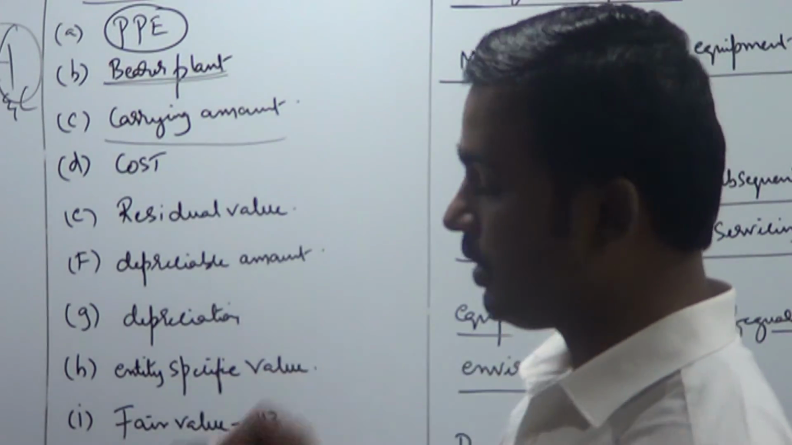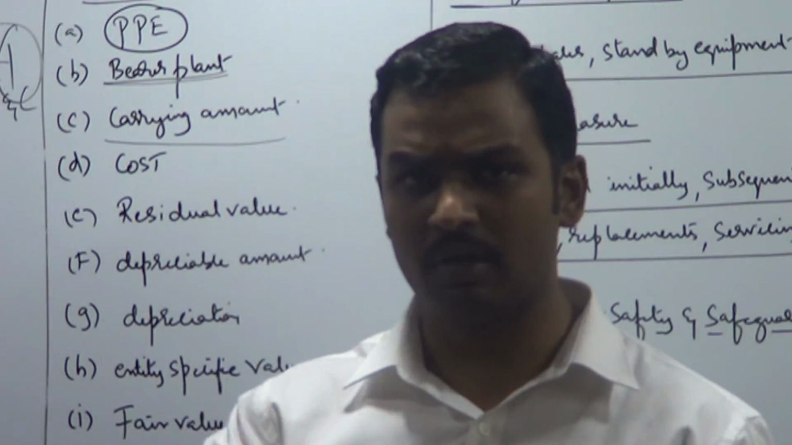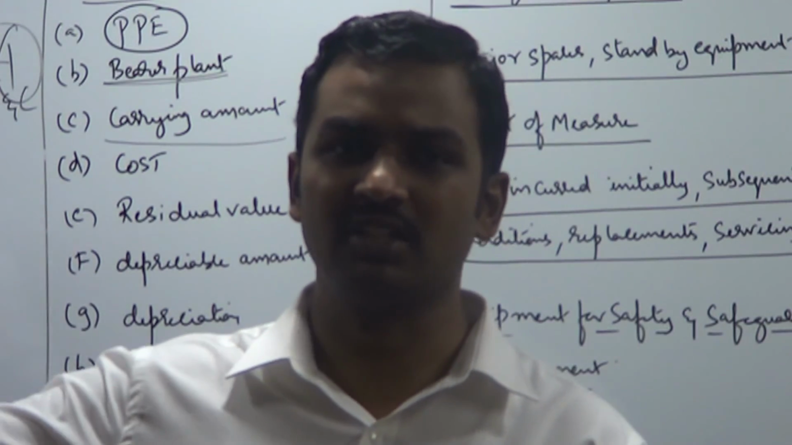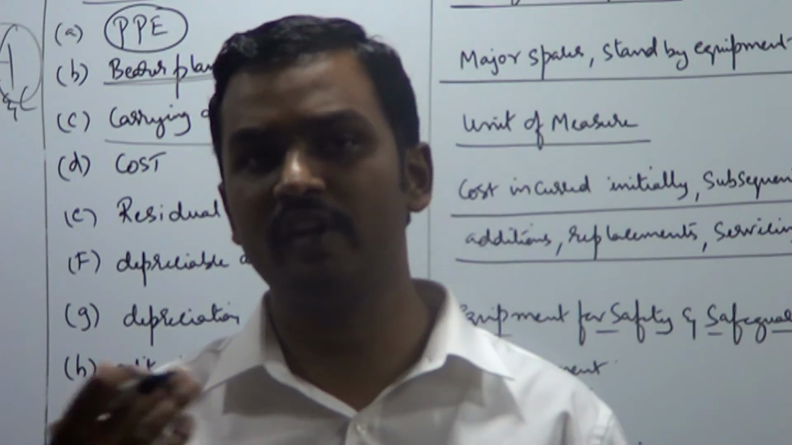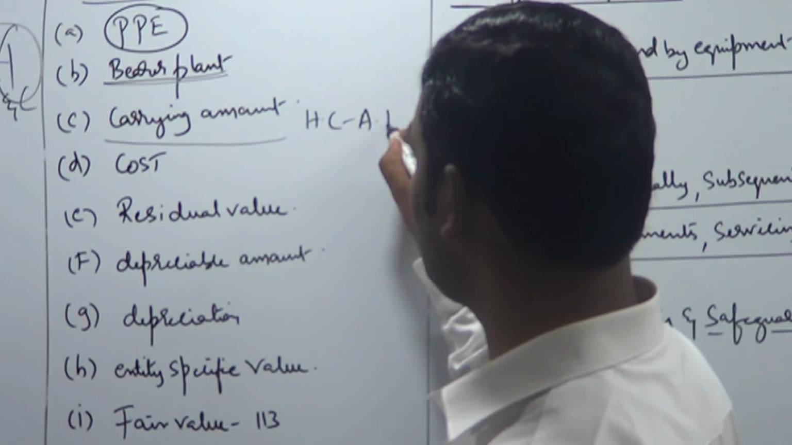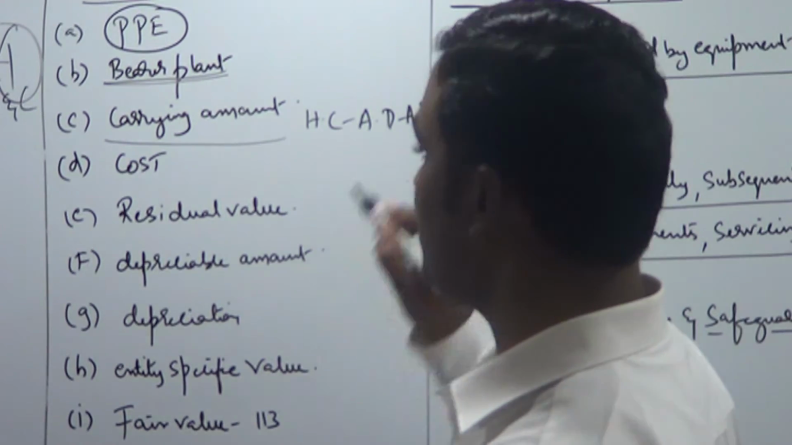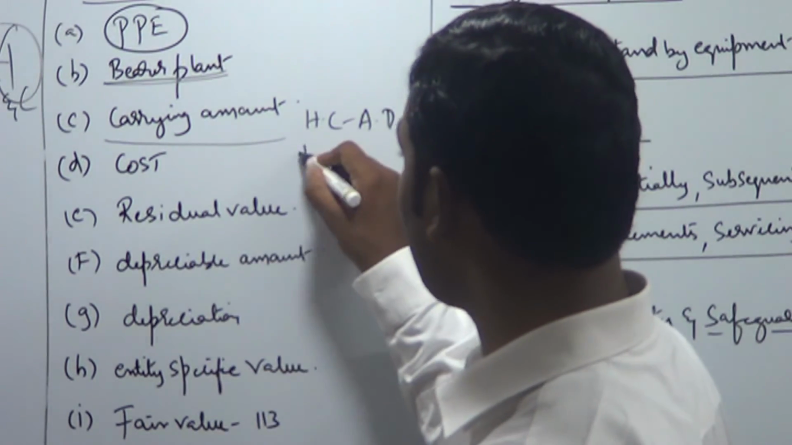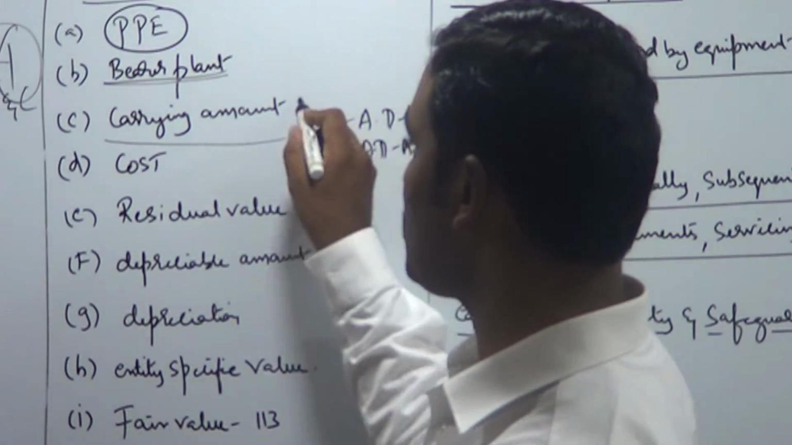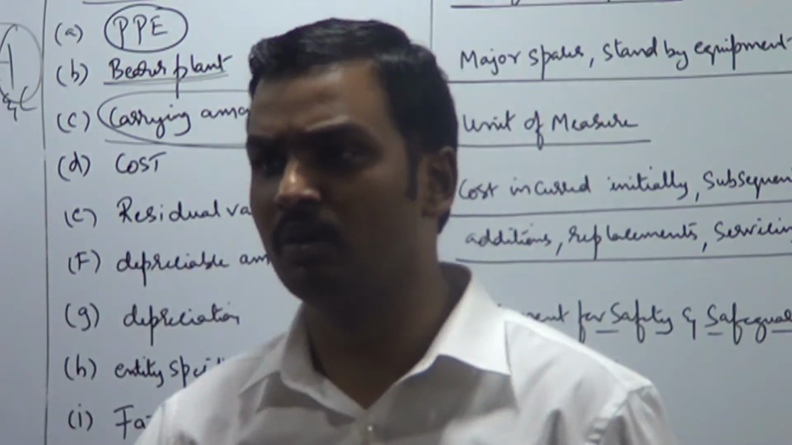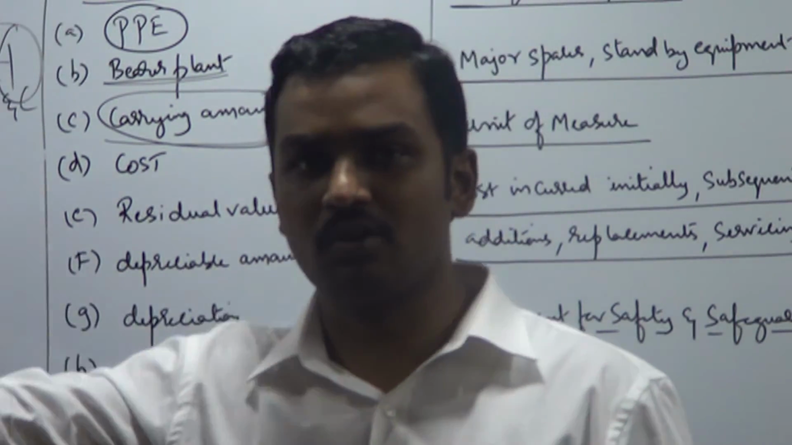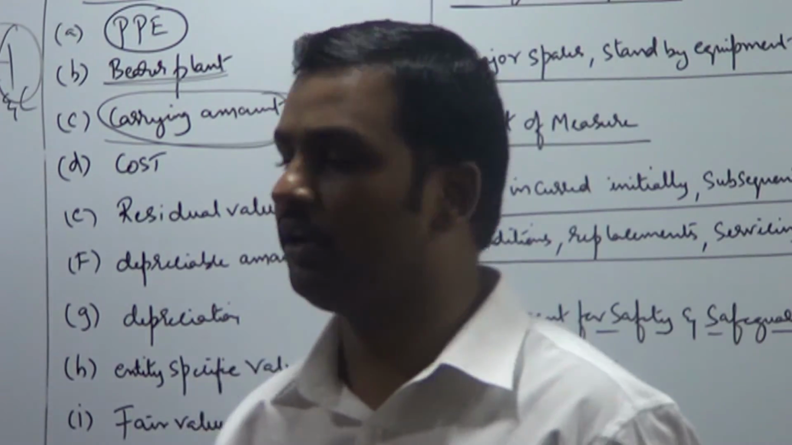Next, carrying amount. What is carrying amount? It is the amount left after subtracting accumulated depreciation and accumulated impairment losses. So how do we arrive at carrying amount? It is historical cost minus accumulated depreciation and accumulated impairment losses, or revalued amount minus accumulated depreciation and accumulated impairment losses. In our old language we call it WDV, written down value of an asset.